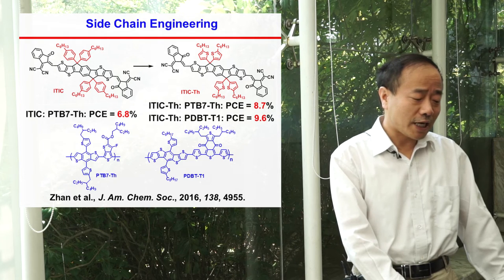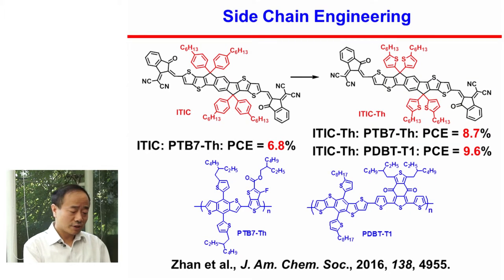Another example of side chain engineering is we use thiophene side chain to replace phenyl side chain to tune energy level and increase mobility. Finally, when blending these two acceptors with the polymer donor PDBT-T, for the phenyl group electron acceptor we got efficiency around 6.8%, while for thiophene side chains, we got 8.7%. Finally, we can increase the efficiency to 9.6%.